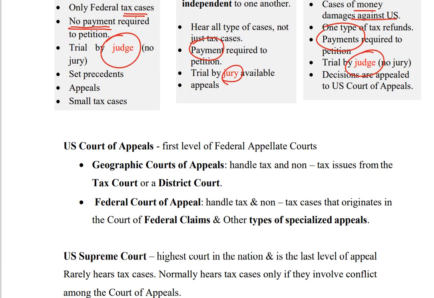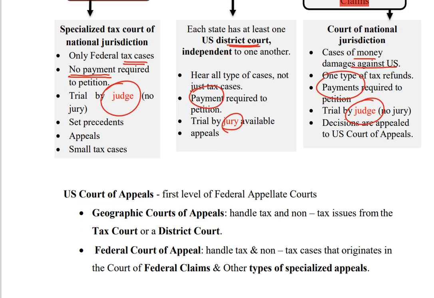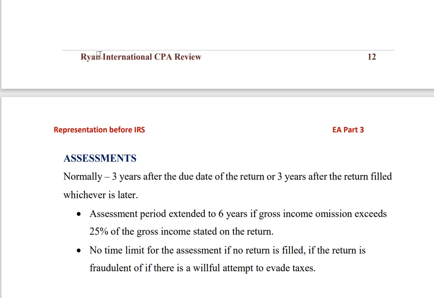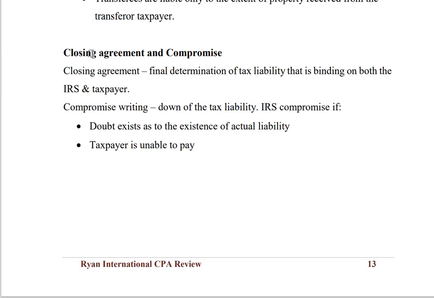So what if you're not happy with their verdicts? These two courts have an appeal court, which is called the Geographical Court of Appeals. You could appeal to the Geographical Court of Appeals to handle cases on taxes from tax courts or district courts. Now, the Court of Federal Claims has an appeal court called the Federal Court of Appeals. You could appeal the decisions from the Court of Federal Claims to the Federal Court of Appeals. And if you're still not happy, you could even go to the Supreme Court, which is very rare because they do not typically hear tax cases. That's about the audit process.